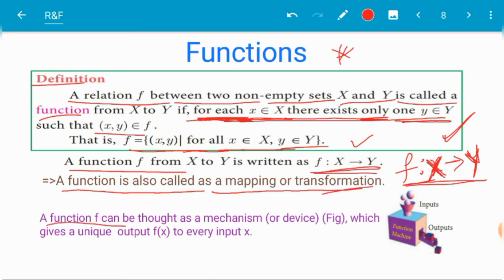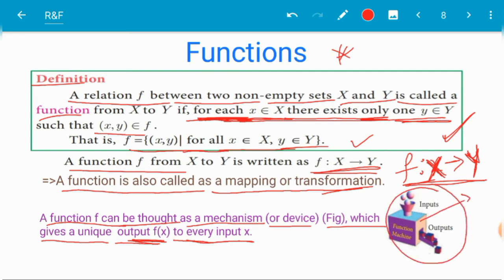A function f can be thought of as a mechanism or device. It is a machine actually. How a machine works, the function will also work like that. For example, it gives a unique output f of x when you put input x. For every input x, it will give you output f of x. Look at the diagram, you can understand.